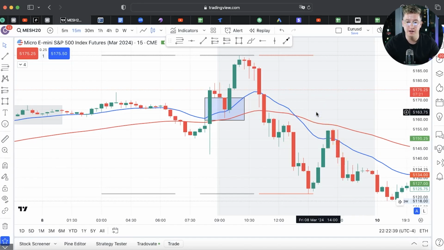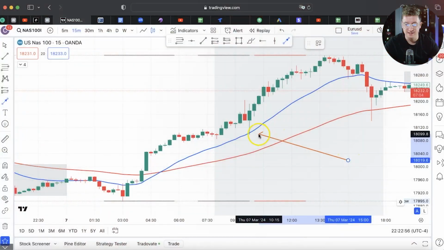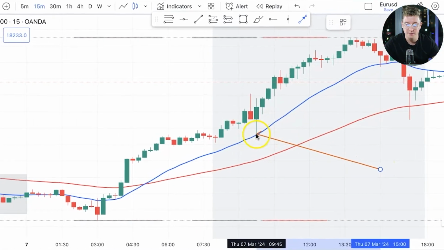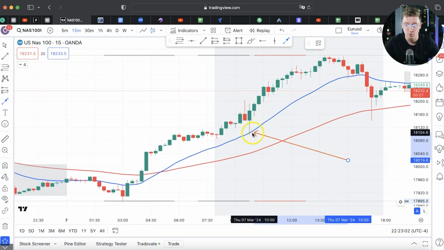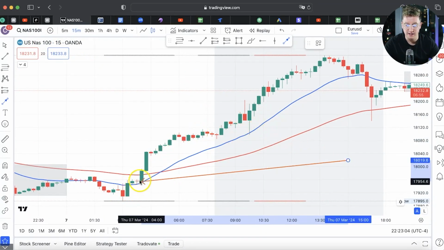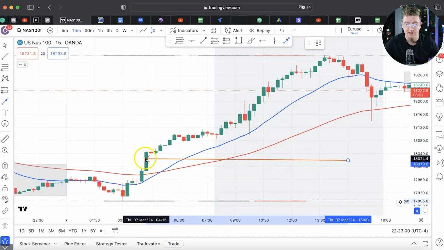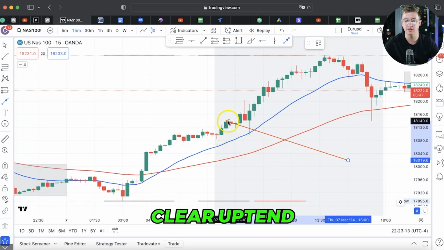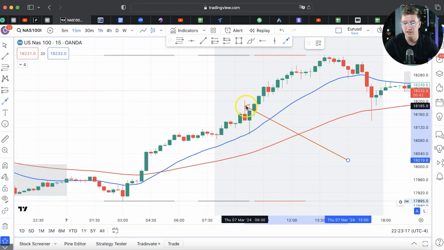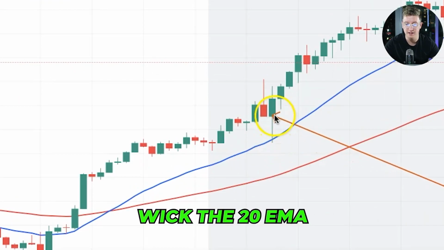Now let's go to another pair and see if we can find another setup with the 20 EMA. Check this out, guys. We have our 20 EMA. By the way, we are looking at NAS 100 right here. Look how price, the candles, moved above the 20 EMA right here. They started to push up. It's just forming this really clear uptrend, these really small higher highs and higher lows. And then we have this candle wick the 20 EMA like this.